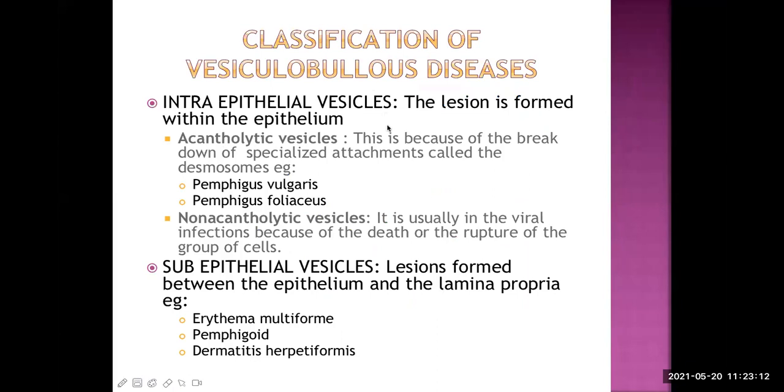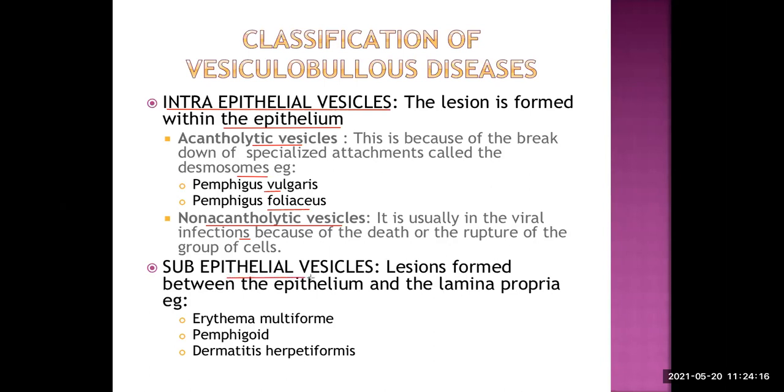Now with this, let's talk about the classification. The classification of vesiculobullous diseases is roughly divided into two big headings. First is intraepithelial vesicle, where the lesion is formed within the epithelium. That's why it is known as intraepithelial. We again divide them into two parts: acantholytic and non-acantholytic. Acantholytic means there is a breakdown or destruction of desmosomes. Good examples are Pemphigus vulgaris and Pemphigus foliaceus. Pemphigus vulgaris is an important topic which we are going to talk about today. Non-acantholytic vesicles are mainly seen in different types of viral infection, like herpes simplex virus and varicella zoster virus. These are good examples here.